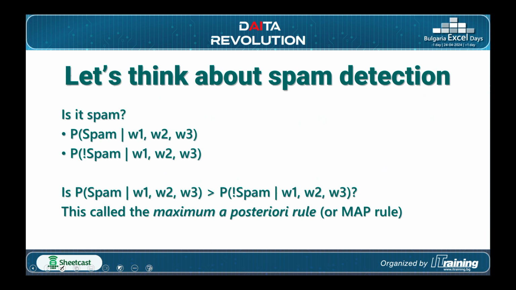And then we do the same thing with not spam, right? So the probability of not spam given that same set of words. And this is really how the spam detector works, okay? It says, what is the probability of spam given these set of words? And what's the probability of not spam given the same set of words? And whichever one is greater, it picks.